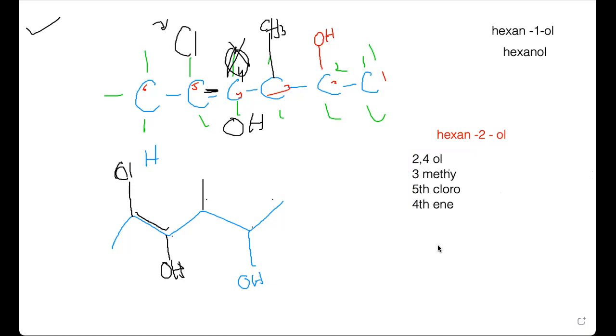And what is the chain? Hexane. Now, it is going to be hexane 4-ene 2,4-ol. It could be like this. You can see these things in your syllabus also. But wait, let me start from here. 3-methyl and 5-chloro. Chloro starts from C. So, 5-chloro.